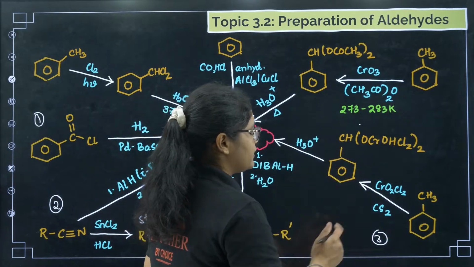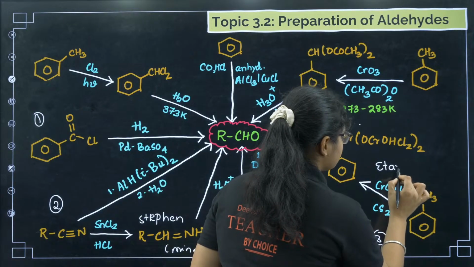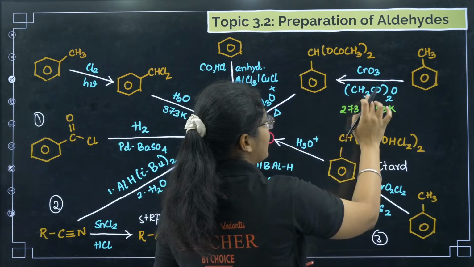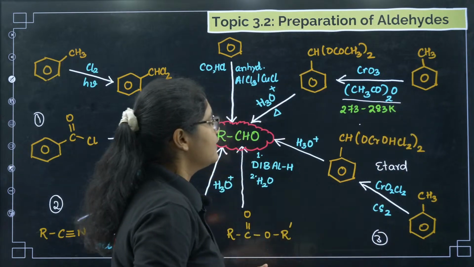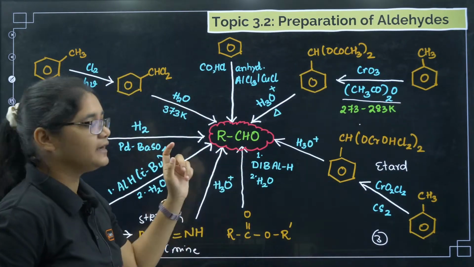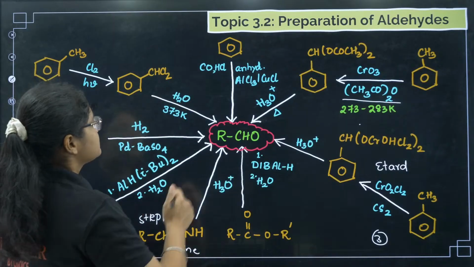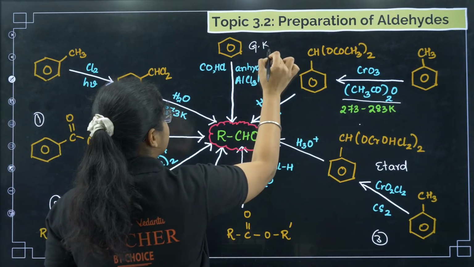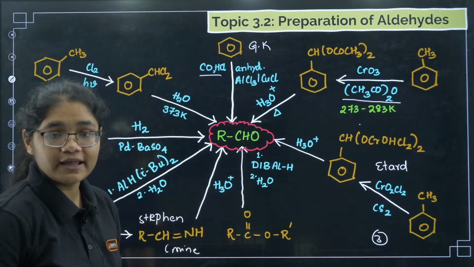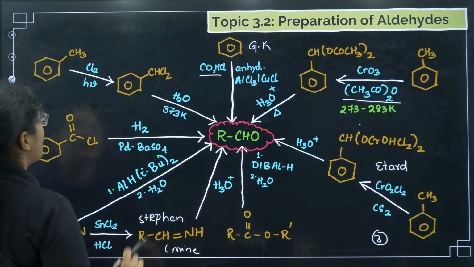This reaction is called the Etard reaction. Next, you can also take toluene with CrO3 and acetic anhydride, that will give you a complex, and then you can hydrolyze it to give you aldehydes. And the next one, this last one, is your Gattermann-Koch reaction. If you take benzene, CO, HCl in anhydrous AlCl3 and CuCl, that will give you RCHO.